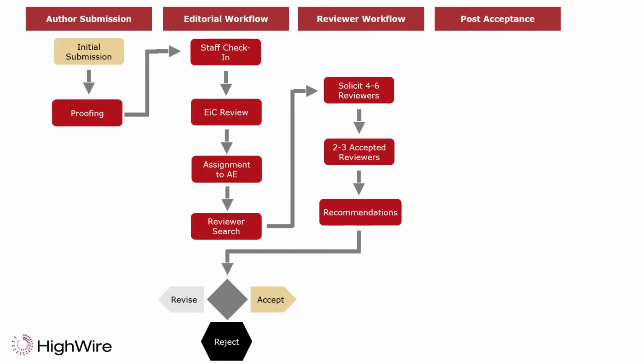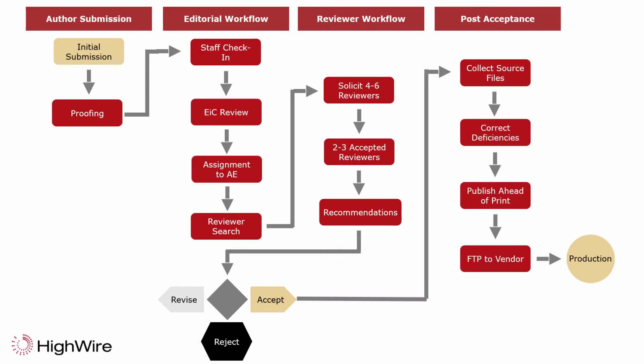Here is a pretty standard workflow. You'll notice there's an initial submission, and then the manuscript goes into an editorial workflow, goes out for review, comes back into the editorial workflow where a decision is reached. Acceptance typically moves the manuscript into a post-acceptance phase that can include these steps, although all of these steps can be configured within BenchPress to match your journal's workflow.